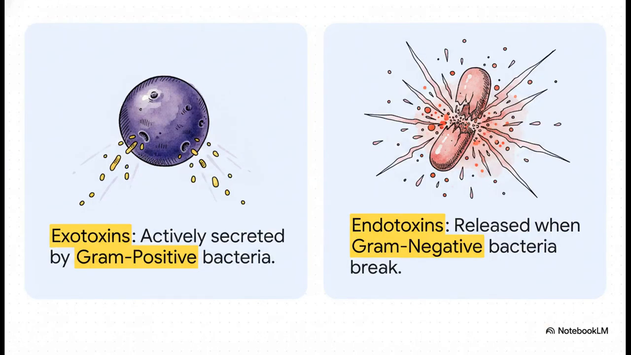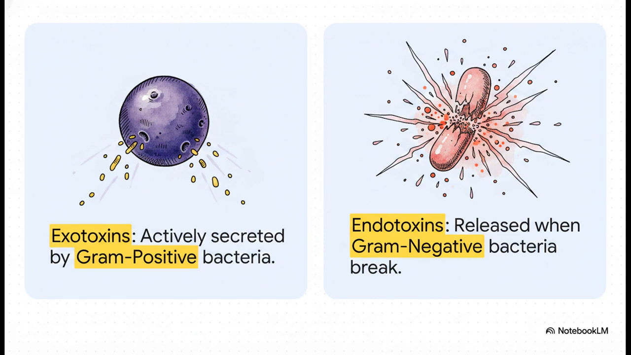So exotoxins are proteins that are actively secreted by living gram-positive bacteria. They can be highly toxic and honestly even fatal in small doses. Think of stuff like tetanus or botulism. But because they're secreted proteins, our bodies can often make neutralizing antibodies, or scientists can create vaccines called toxoids to fight them. Endotoxins, on the other hand, are a totally different beast.